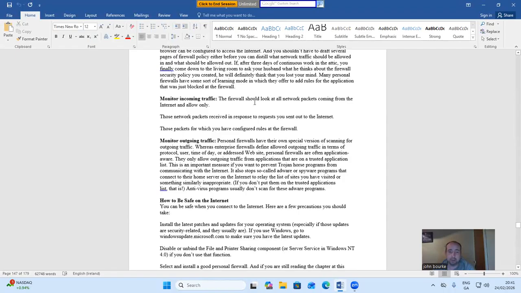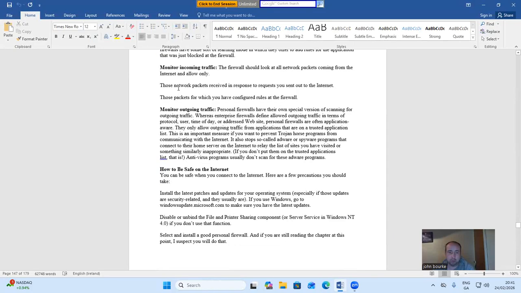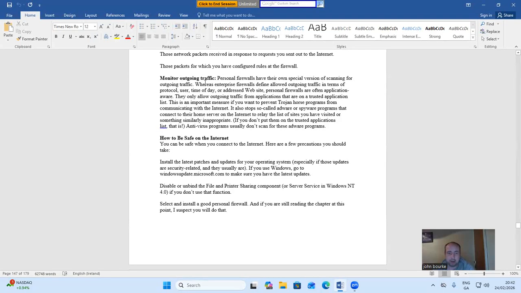Monitor incoming traffic. The firewall should look at all network packets coming from the internet and allow only those network packets received in response to requests you sent out to the internet, and those packets for which you have configured rules at the firewall. Monitor outgoing traffic.